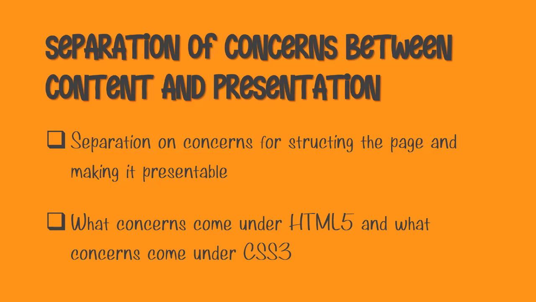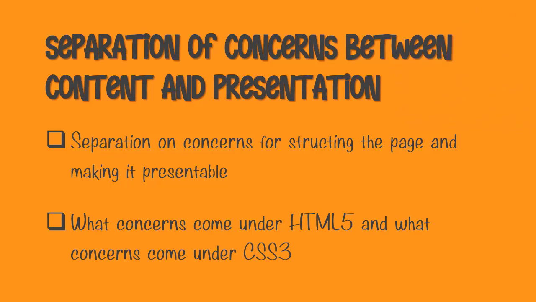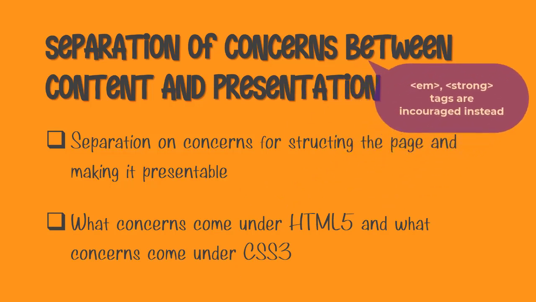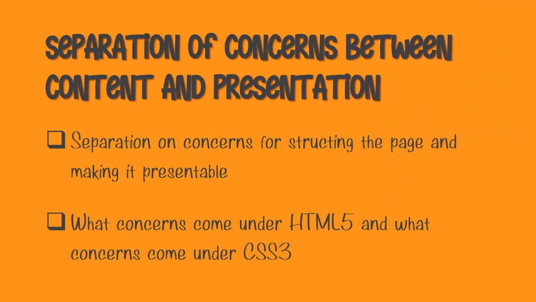In that context, we will learn why in HTML5 tags such as the I tag or the B tag are discouraged and replaced with tags such as EM, which is called the emphasis tag, or the strong tag, which have semantic meaning to them rather than just thinking in terms of presentation, like making something bold or making something italic.